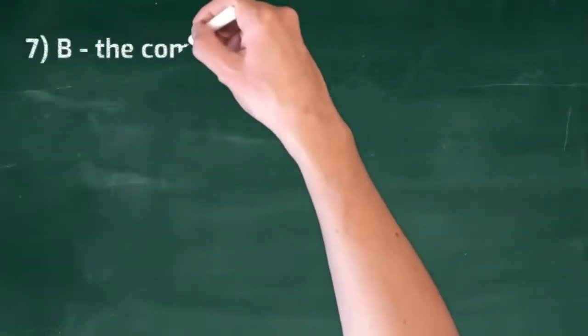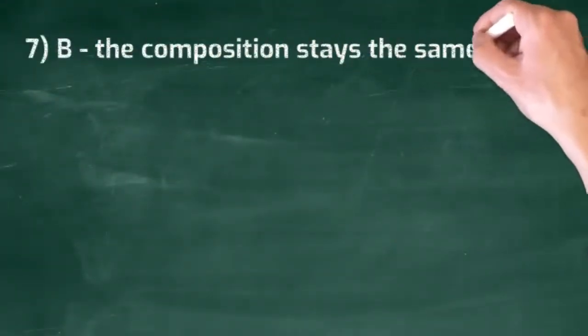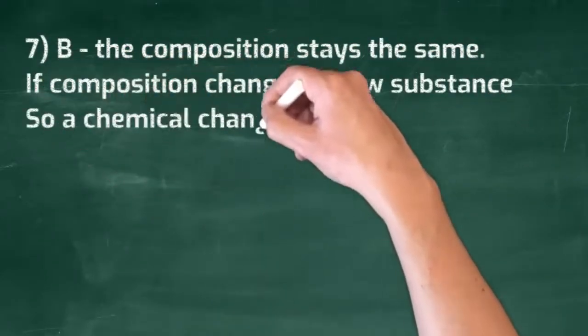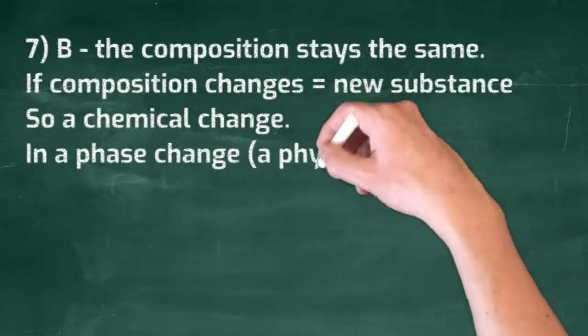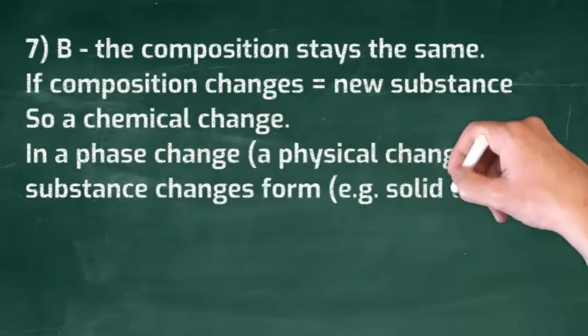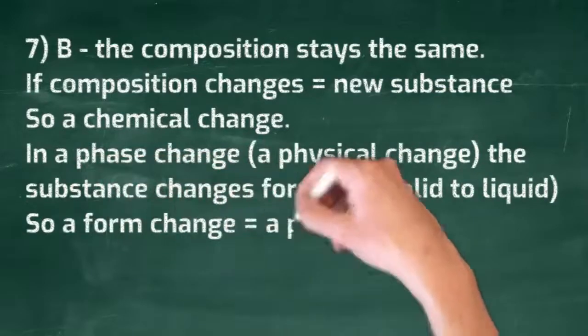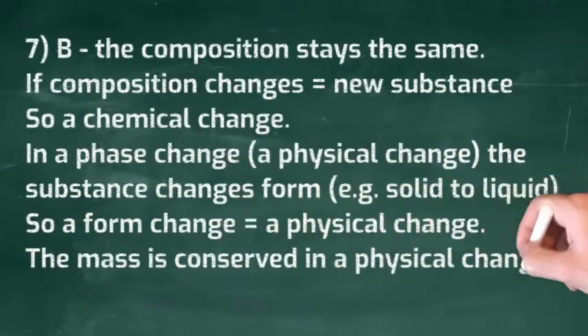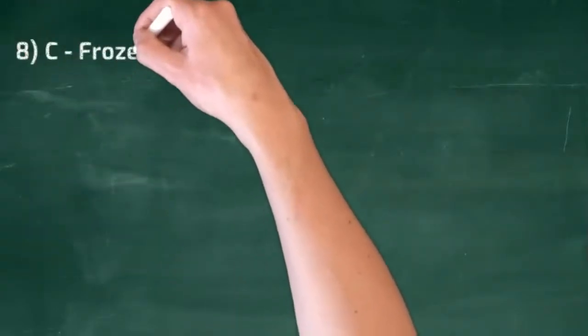7, answer is B. The composition stays the same in a physical change. If the composition changes, it means a new substance is being formed, and that's a chemical change. In a phase change, which is a physical change, the substance changes form, e.g. from solid to liquid. So a form change is always equal to a physical change, and the mass will always be conserved. The answer for number 8 is C.